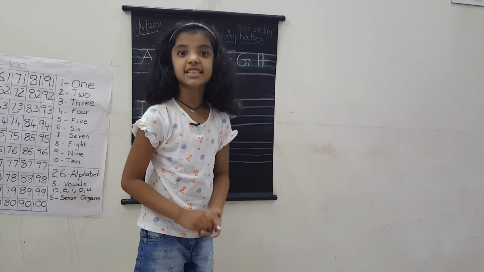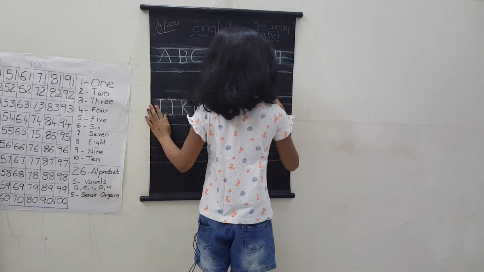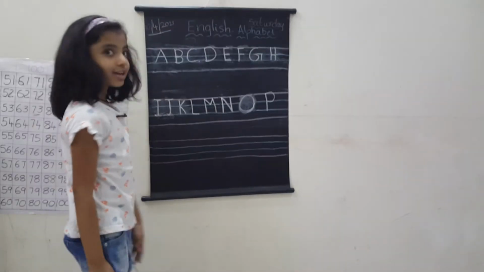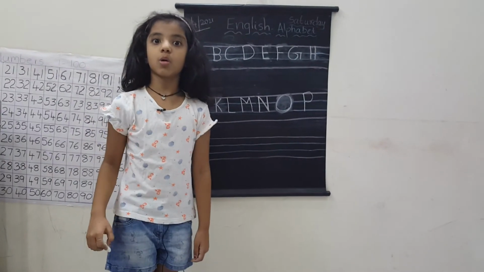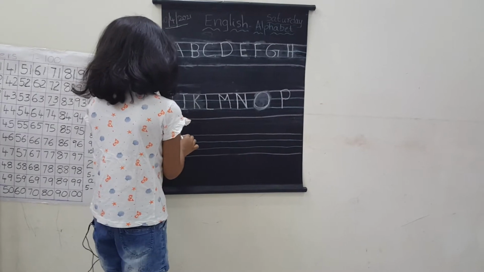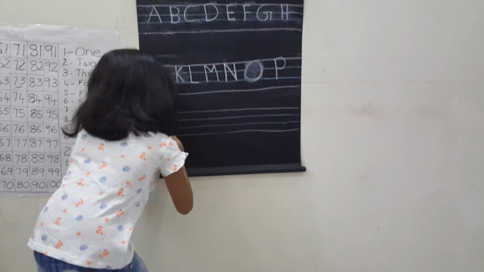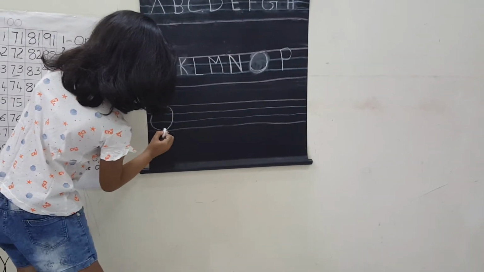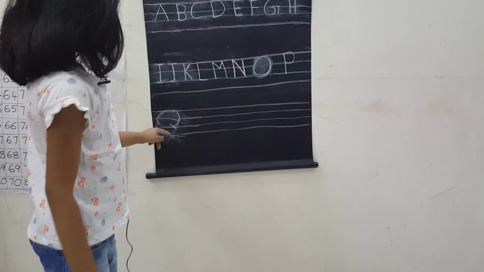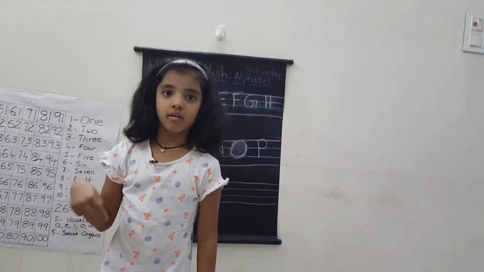Now we are going to write P. Parrot. P. Now we are going to write Q. Queen. This is Q. Now we are going to write R.